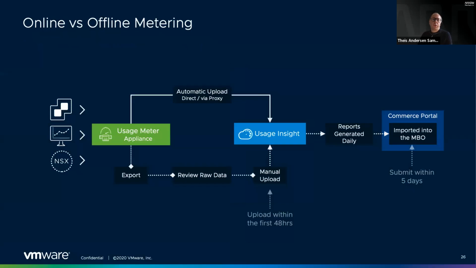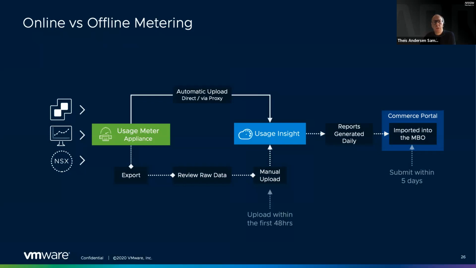Touching on online versus offline metering here. Again, I would strongly recommend you go automatic, but there can be some scenarios where you are required to do offline reporting. Just know that you need to do a manual task every month, and you need to do it within 48 hours. So quite a small time frame there. You need to export the data from the usage meter appliance and review the raw data. If it's obscured, there's nothing really to review, but just make sure that you're delivering the right report for the right month.